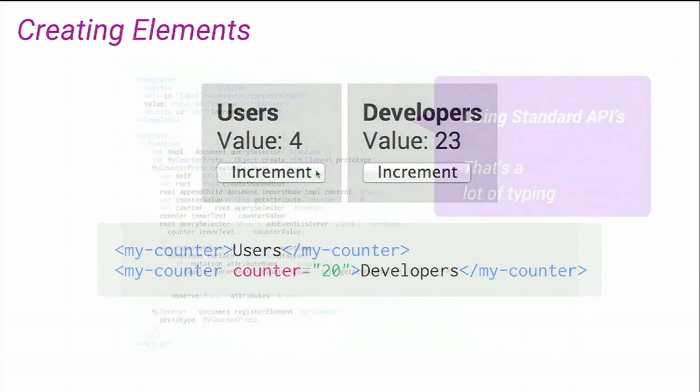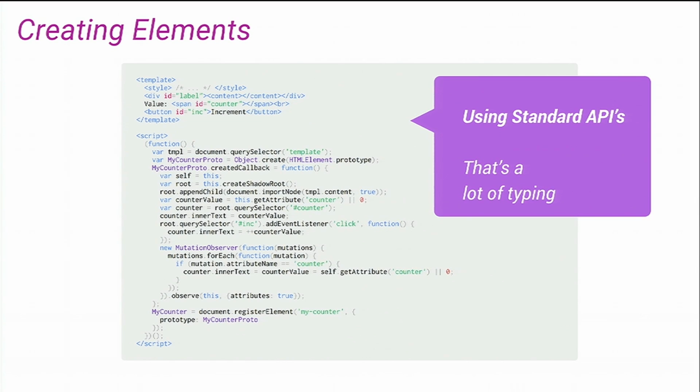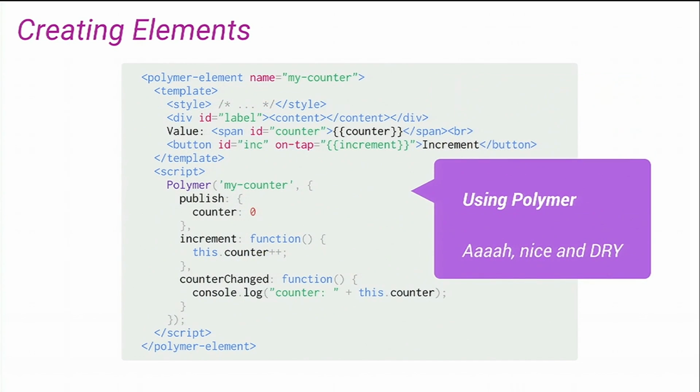All right. So using standard APIs, creating and registering our counter might look something like this. And that's a lot of typing. It works, but it's not really sweet. With Polymer, we can accomplish the most common tasks declaratively and with much less code. So the boilerplate's gone, and you're left with code that's unique to your application, which I mentioned is our goal.